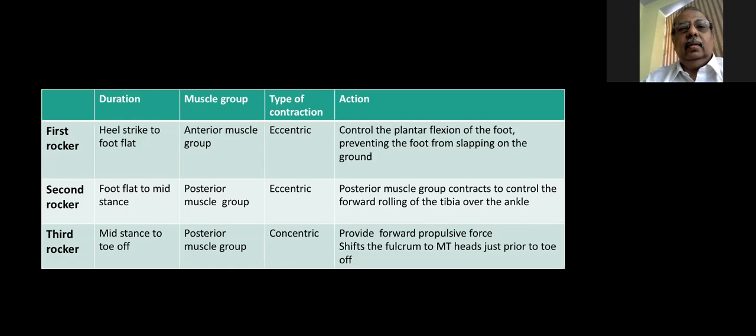The third rocker is from mid stance to toe off. It is the posterior group of muscles. This gives force to the push off, so it is a concentric contraction. It provides the forward propulsive force and shifts the fulcrum to the metatarsal head just prior to toe off. So these are the three rockers of the foot. If you just study these two or three slides, you will be able to write a 10-mark question.